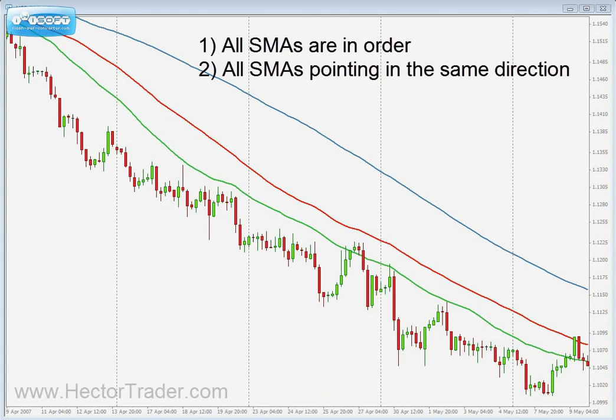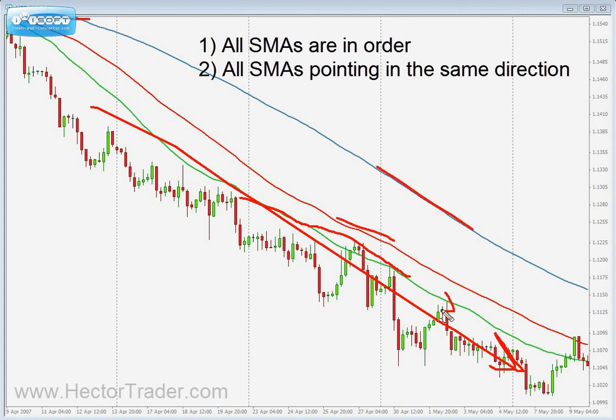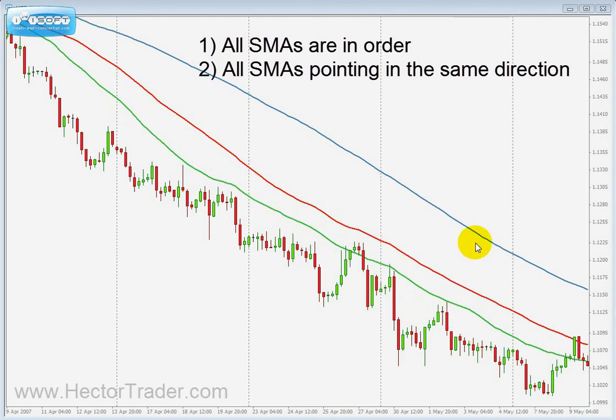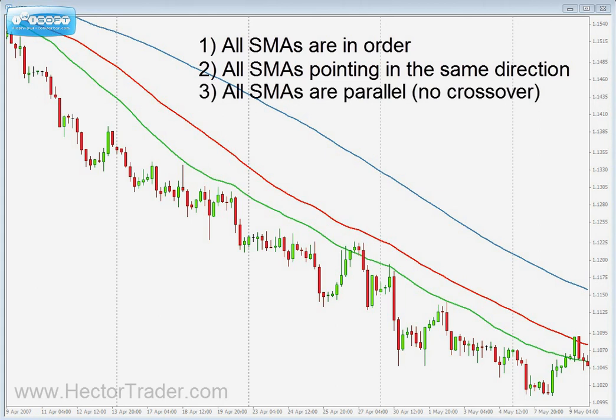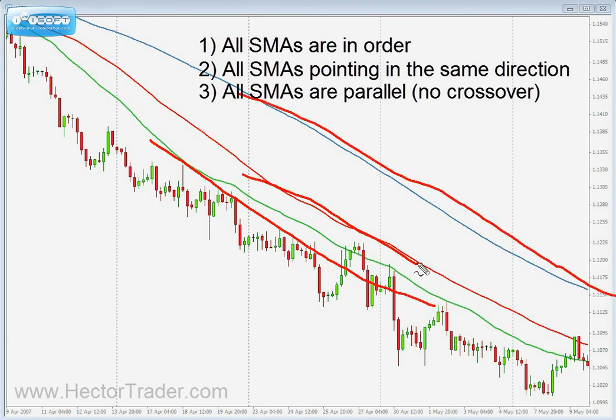All the way along on this USD against the Canadian dollar 4 hours chart, we can see that the moving averages have been in order and always pointing in the same direction, okay, so those two conditions are certainly in place. The third condition is that all the three moving averages are parallel to each other, or if you prefer, that there are no crossovers. And once again, as we can see, there is no crossover whatsoever on the screen, all right?